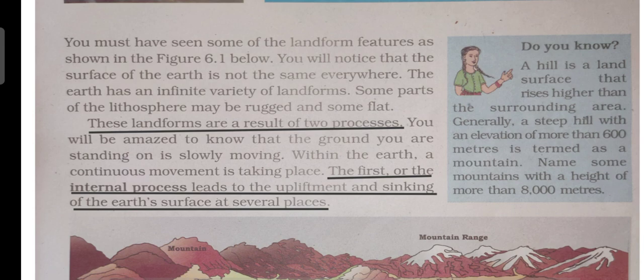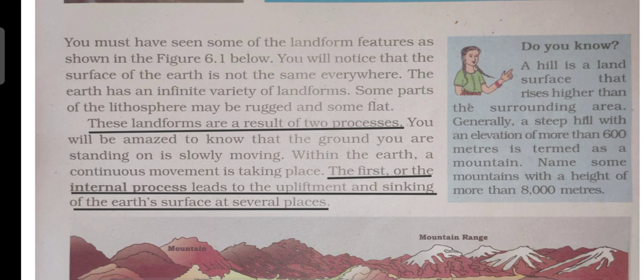Now, children, do you know that a hill is a land surface that rises higher than the surrounding area? So, children, a hill is a land surface that rises higher than the nearby surrounding area, and this is the definition of a hill.